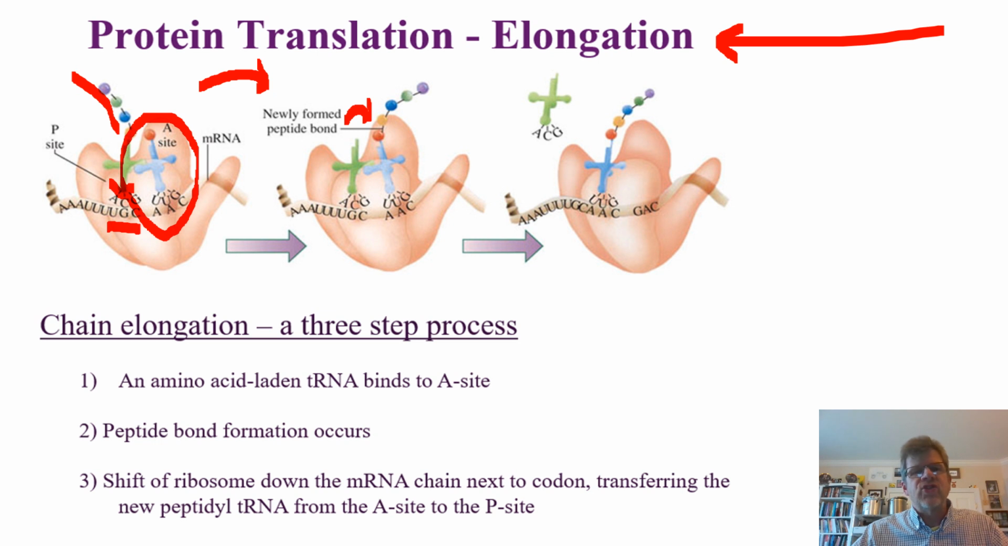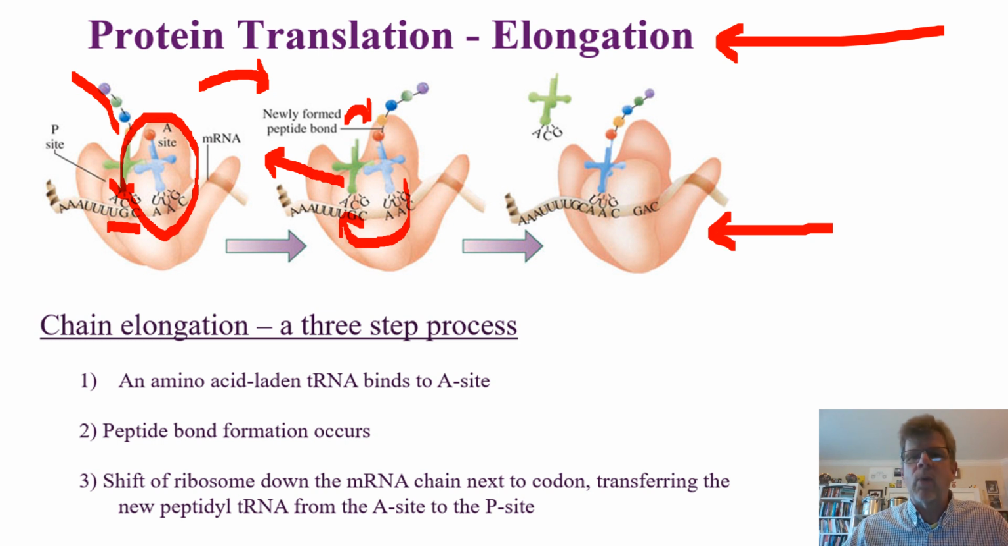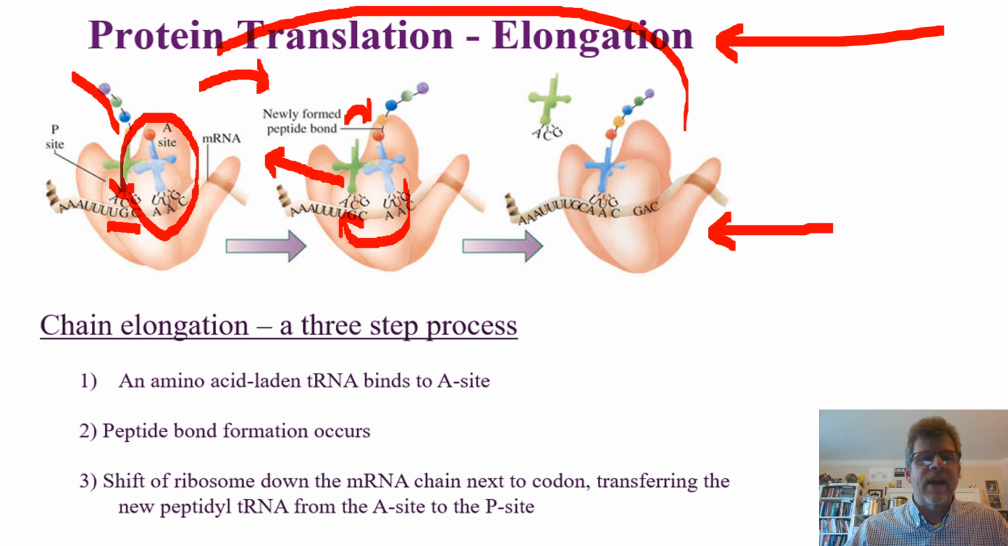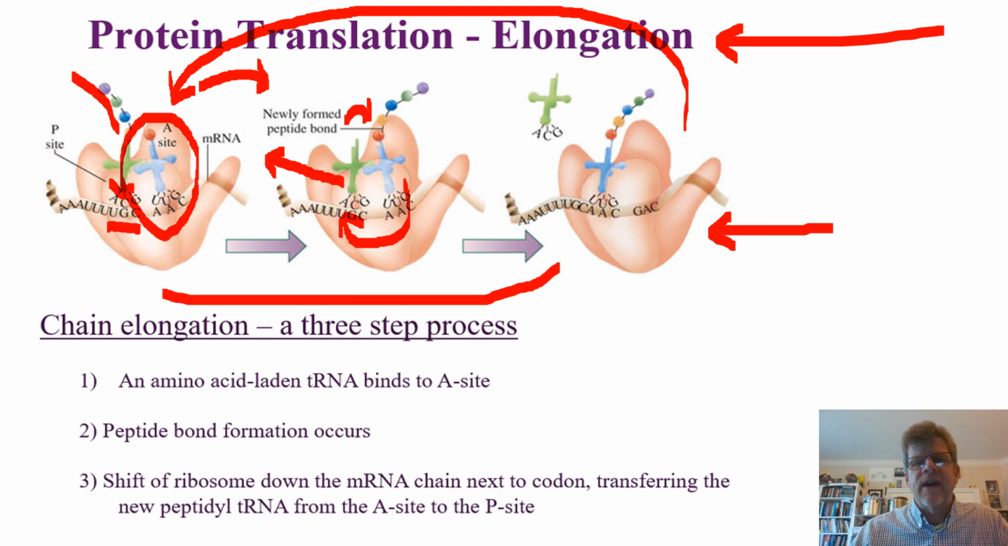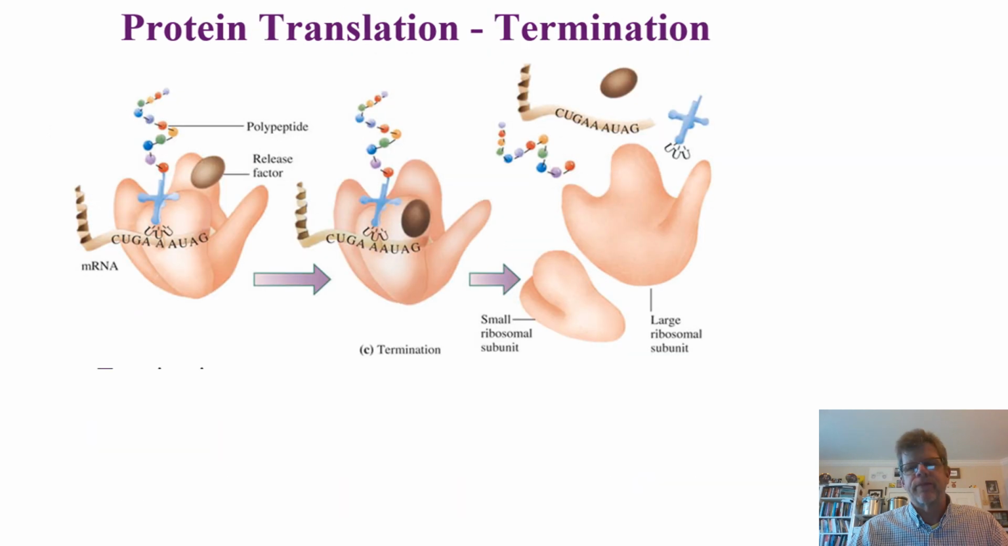Subsequently, we have then a shift. This transfer RNA is kicked to the curb, and this other transfer RNA moves from the A site into the P site until we get what we see in this final drawing right here, and that will ultimately start us off again, starting again with another amino acid laden transfer RNA coming in and going through the process again. This cycle repeats over and over and over until the protein has been fully formed.